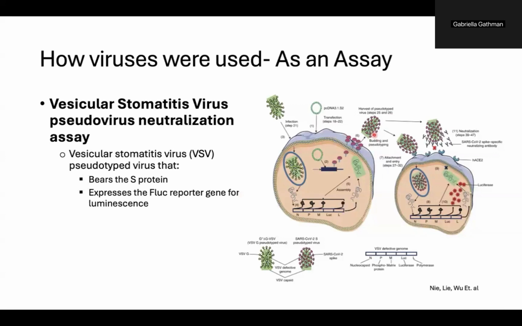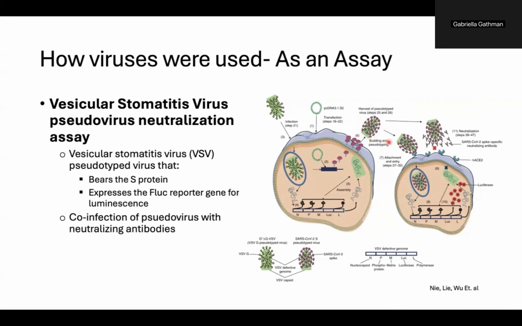And that is really important because when the virus enters the cell and expresses its genome, it also makes luciferase and creates a luminescence reaction within the cell. Now, this is important because this can only happen if the virus is allowed entry into the cell. The neutralization component of this assay comes from antibodies. These antibodies all have an epitope for the S protein on the surface of VSV.